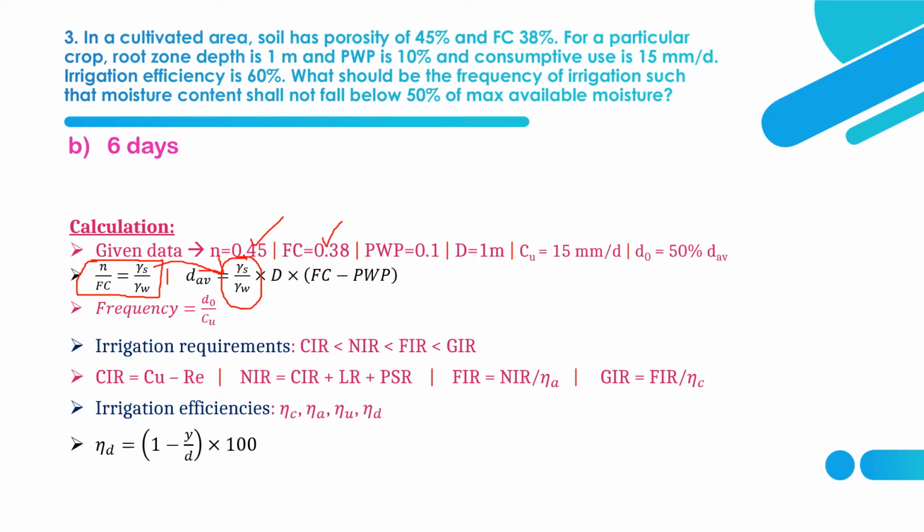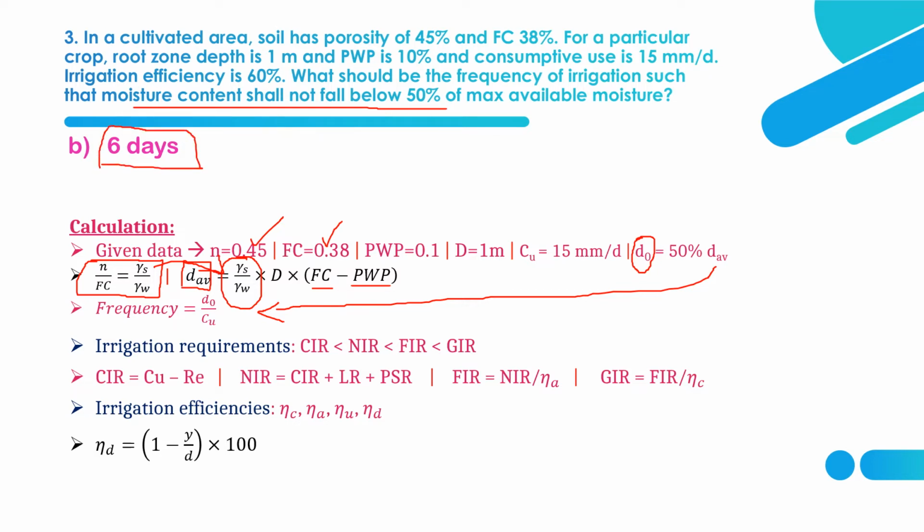And D we know, root zone depth 1 meter, Fc is 0.38 and PWP is 0.1. On substituting all the data in this formula, we will get the answer for D available. But they have mentioned that the moisture content shall not fall below 50% of maximum available moisture. So by now we have calculated the maximum available moisture depth as D available, and we have to calculate the readily available moisture, that is D naught, as 50% of D available, so that we can use that value in the frequency, that is D naught by Cu. So D naught by Cu gives the answer, that is nothing but 6 days. So this is how we have to calculate the frequency.